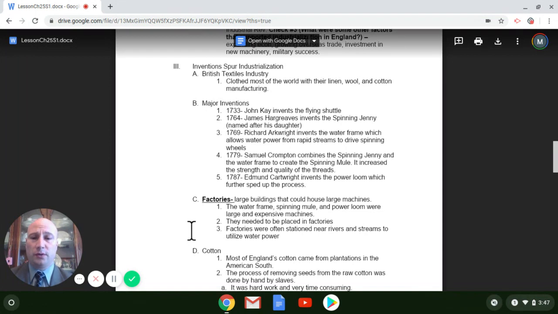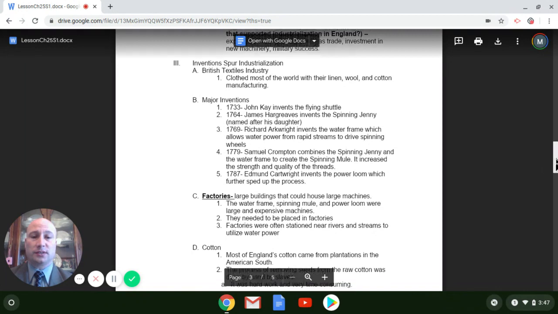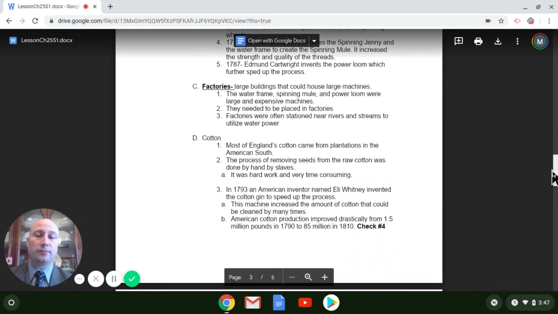Now, what's very important here is point number 3. You must know that factories were most often stationed near rivers and streams to utilize water power. Most of your early factories ran off of water wheels, and so they had to be close to a fast-moving water system, such as a river or stream, to make them useful.